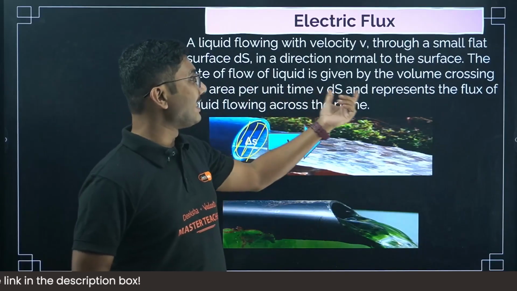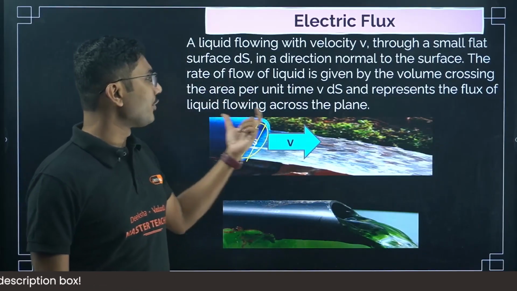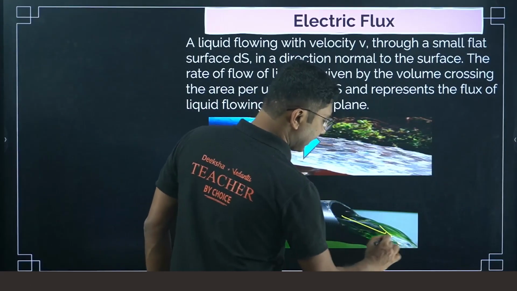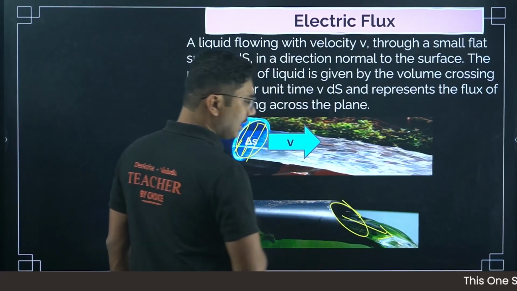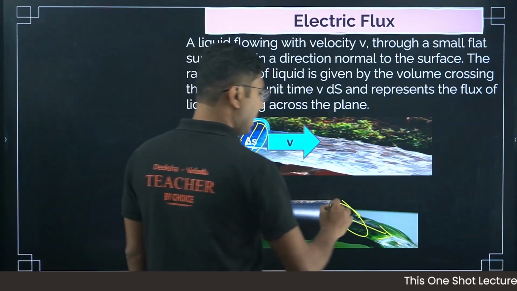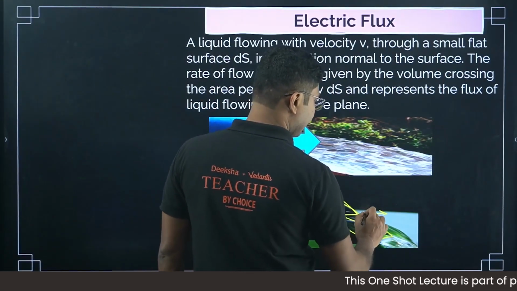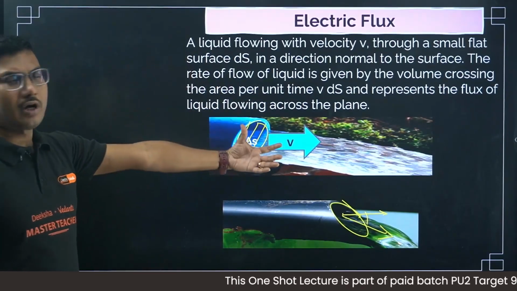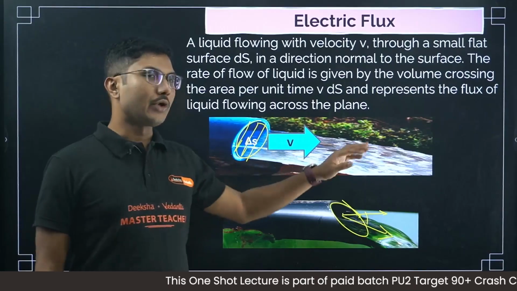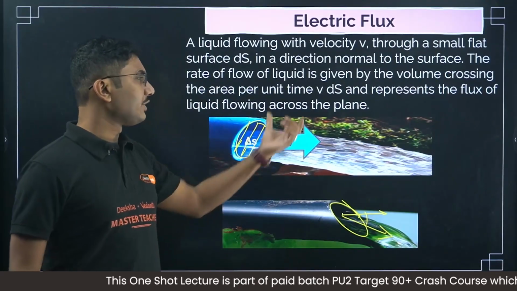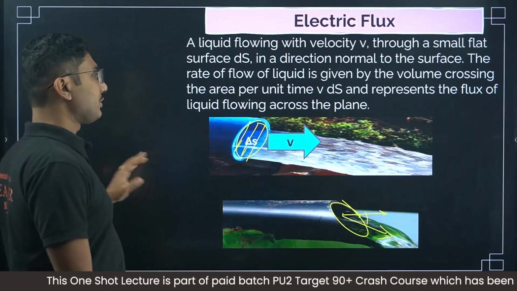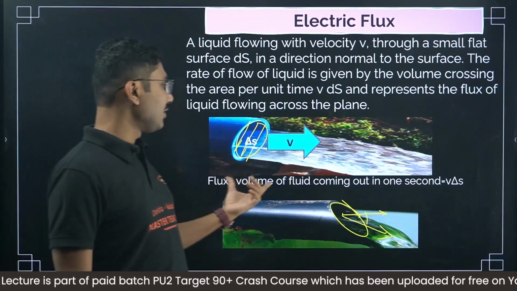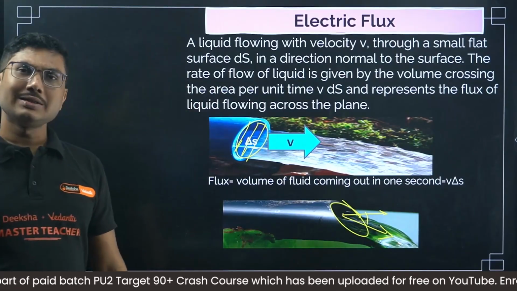So basically v dS represents the flux of liquid flowing through the cross-section of the plane. Now in some cases the liquid might flow in a different direction and the cross-sectional area can be in a different direction. In that case you have to consider the component of the velocity in this direction, and then you have to take the cos theta component. So this is for liquids, liquid flowing through a pipe, and this quantity is called flux. Basically flux represents the volume. Flux is basically the volume of fluid coming in 1 second.